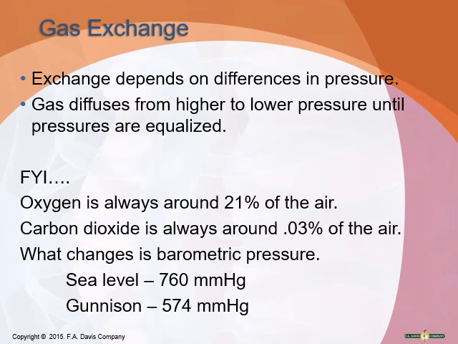So, for example, inside the alveoli, the partial pressure of oxygen is greater than it is in the receiving capillaries. And the partial pressure of carbon dioxide is greater in those capillaries than it is within the alveoli. This difference is what allows the gas molecules to then diffuse across the respiratory membrane.